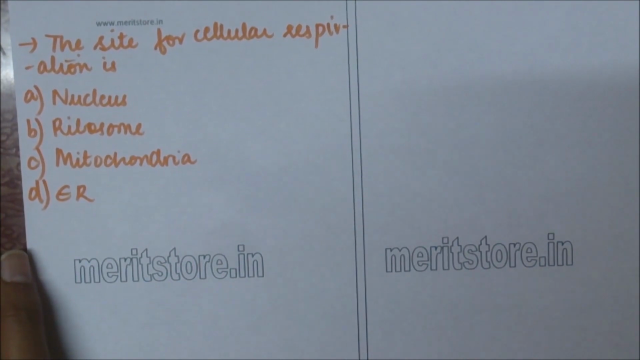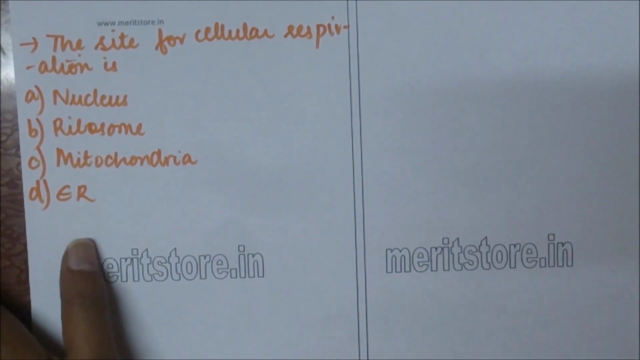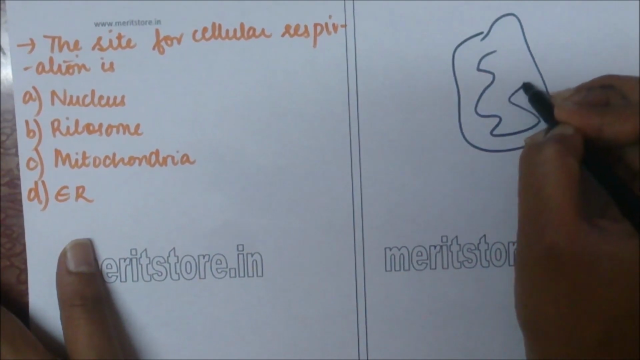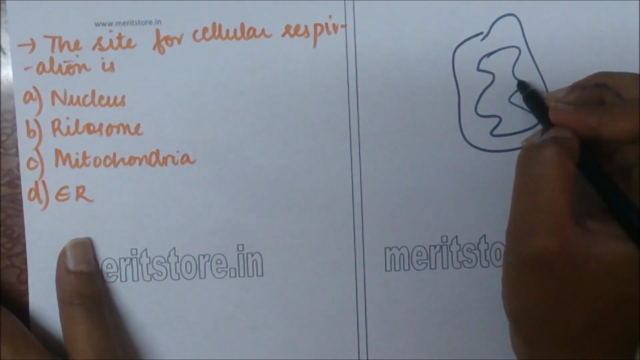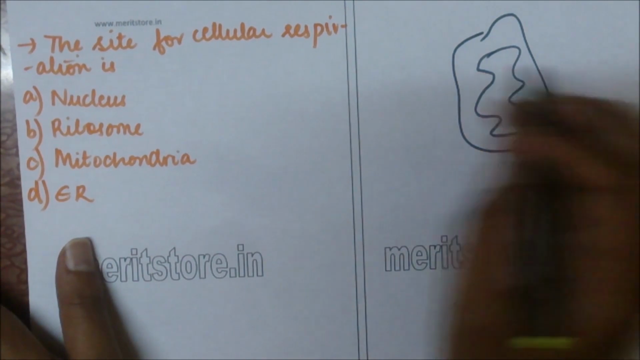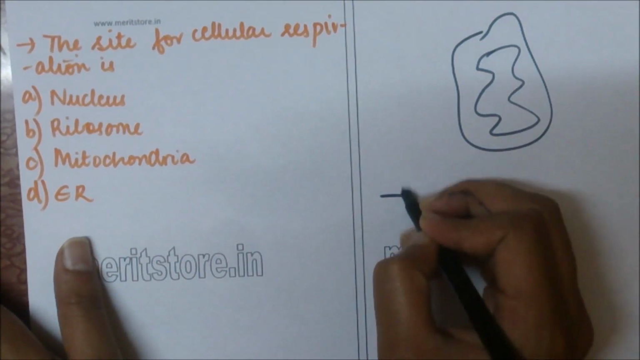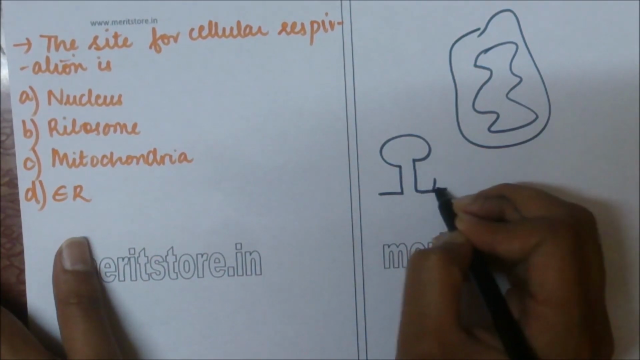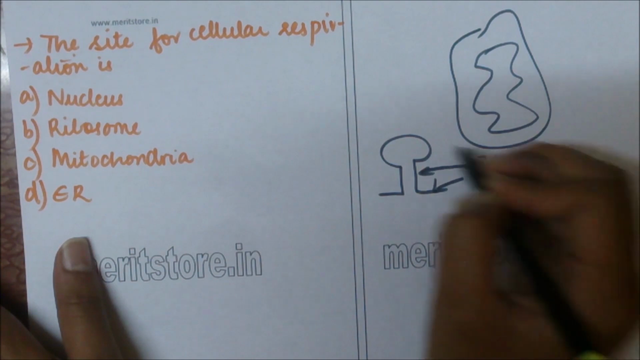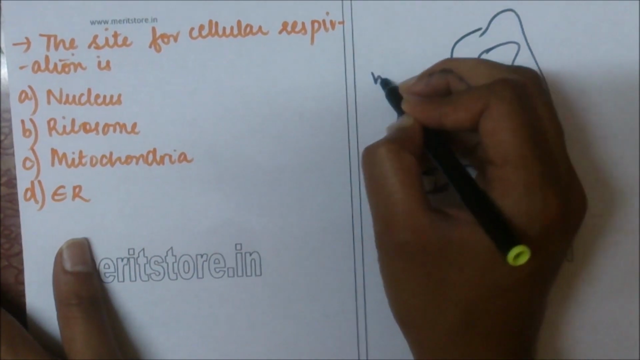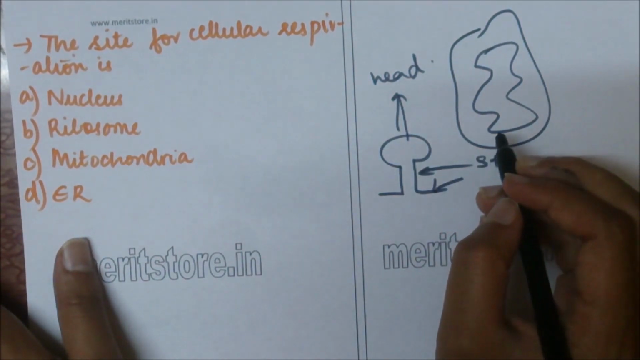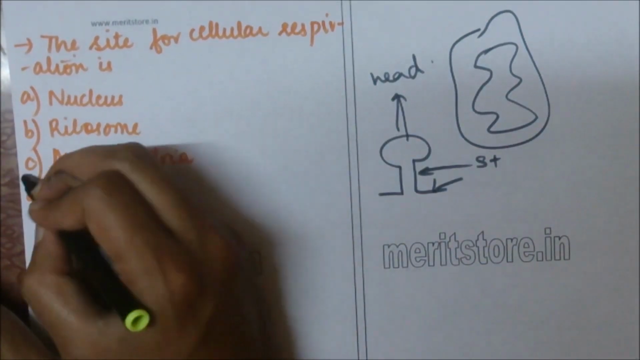The site for cellular respiration is A. Nucleus, B. Ribosome, C. Mitochondria, D. Endoplasmic reticulum. Cellular respiration takes place inside the mitochondria. It is a double membrane structure. The inner membrane folds into various cristae. Mitochondria has F1 particles, also known as elementary particles, with a base, stalk and headpiece. This headpiece consists of various enzymes for oxidative phosphorylation. So cellular respiration takes place in mitochondria.